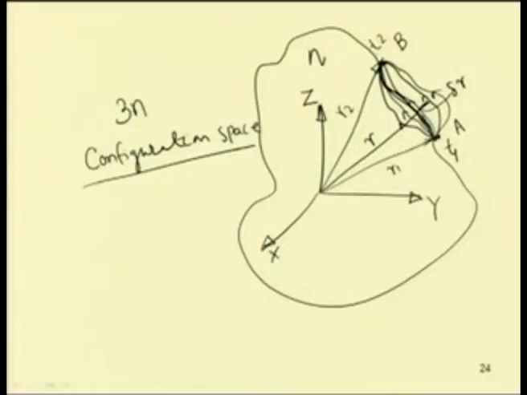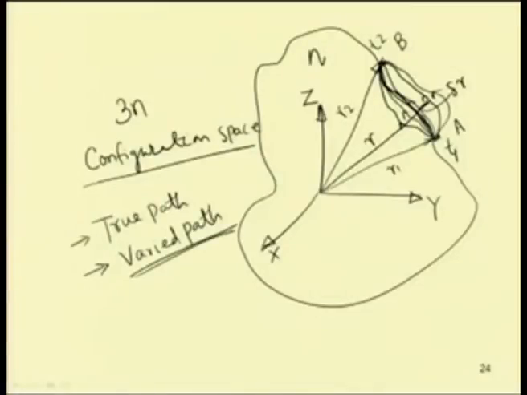If we consider a varied path, we can have two different paths: one is the true path, or actual path, which the dynamic system has performed, and the other path we can assume is the varied path, or the virtual path. These are paths which have not been covered by the body, but the actual path is the one it has moved along. So this delta r is the variation between the varied path and the actual path. This varied path will be equal to the true path if delta r equals 0.